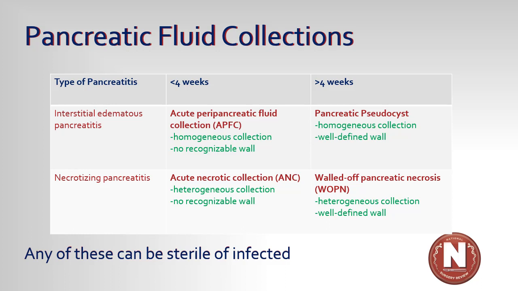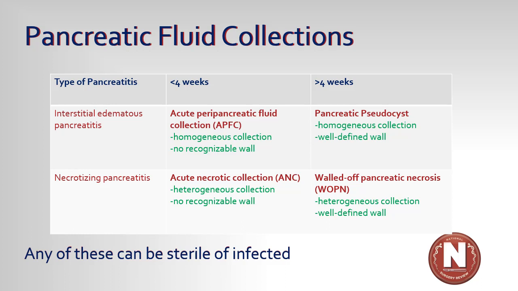If they have run-of-the-mill pancreatitis, interstitial edematous pancreatitis, and it's been less than 4 weeks, we're going to call that an acute peripancreatic fluid collection. If it's been more than 4 weeks, we're going to call that a pseudocyst. And typically, we're going to be able to tell that this was interstitial edematous pancreatitis because the collection's homogeneous in both of these things. If it's less than 4 weeks, it's not going to have a very good wall. There's not going to be a good, oftentimes rim-enhancing, recognizable wall. If it's been more than 4 weeks, these pancreatic pseudocysts, they have a well-defined wall, pretty much.